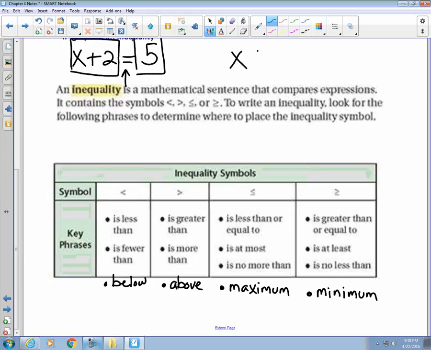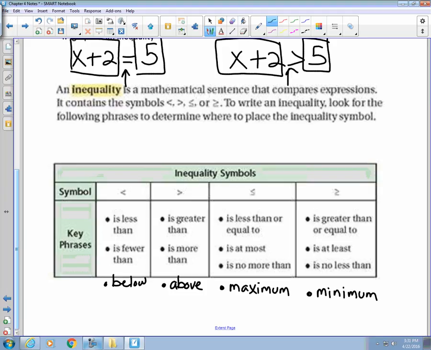So let's take a look at just this part. X plus 2 is greater than 5. We have an expression, x plus 2, and we have another expression, 5. So we're comparing these two expressions with an inequality symbol. We're saying that in this case, they are not equal. All right, so an inequality compares two expressions, x plus 2 and 5, and says that they are not equal. They might be equal, but they might not be equal as well. All right, so that's what an inequality is talking about.